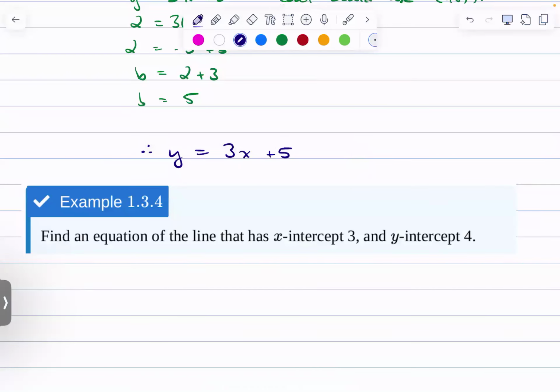Find an equation of a line that has x-intercept 3 and y-intercept 4. Now this relies on what we learned on Monday, right? What is the x-intercept? The x-intercept is where it crosses the x-axis, right? And so that's going to be where y is equal to 0, right? And so here, if the x-intercept is 3, what that means is we're given a point 3, 0.